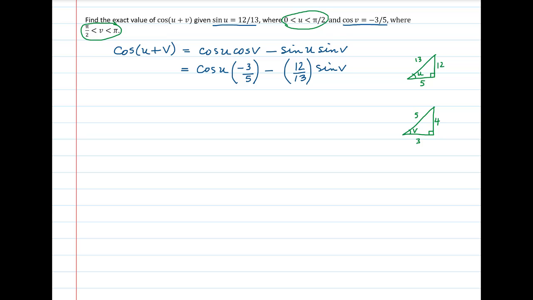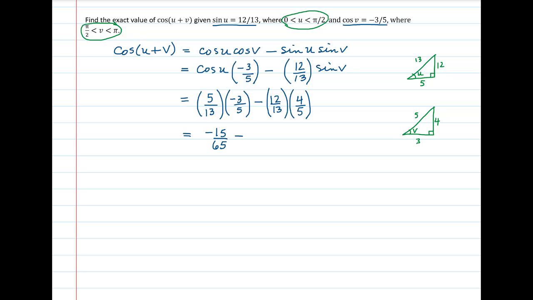And notice how u is in the first quadrant according to the problem, and v is in the second quadrant. So that's going to be important when we come up with the ratios, because some of these values will be negative depending on what quadrant we're in. Cosine of u is adjacent over hypotenuse, that's 5 over 13. And since u is in the first quadrant, everything is positive, so we don't have to worry about adding a negative there. For the sine of v, sine of v is opposite over hypotenuse, 4 over 5. And since v is in the second quadrant and sine is positive in the second quadrant, it's just 4/5.